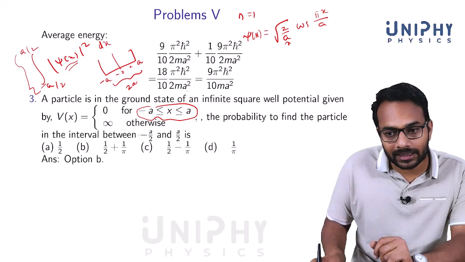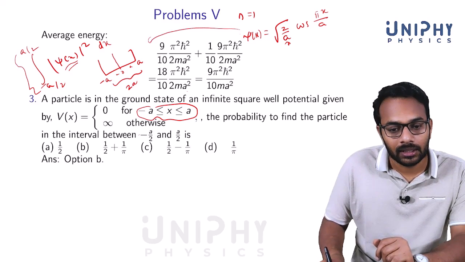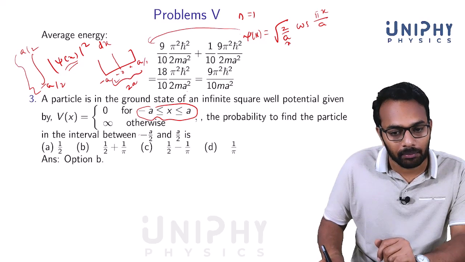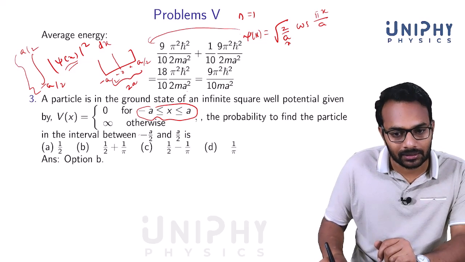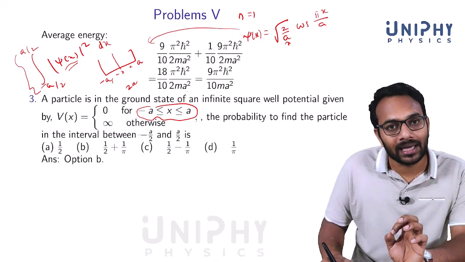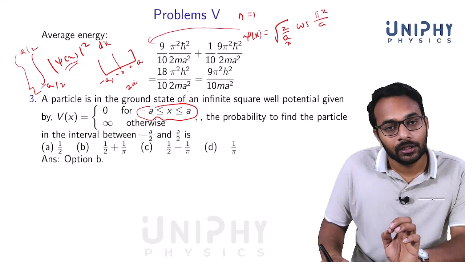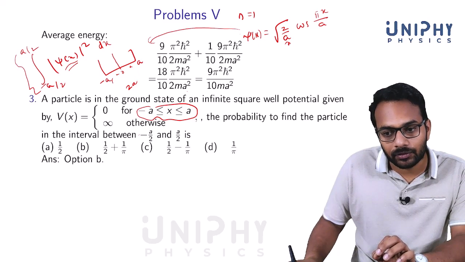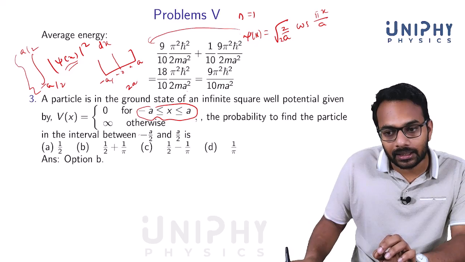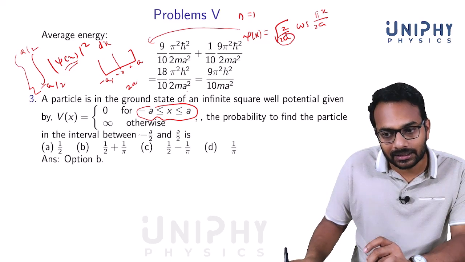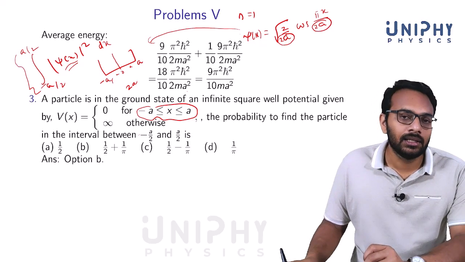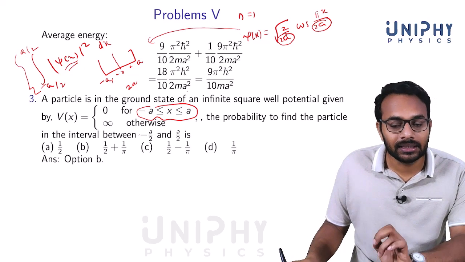Okay, we did this thing for minus a by 2 to a by 2, and then this is fine. And you remember that this a was the width. In this case, it's minus a to a, so the width is twice a. The width is 2a. So that means you have to put a 2a here and a 2a here. Remember, what should appear here is the width of the potential well.